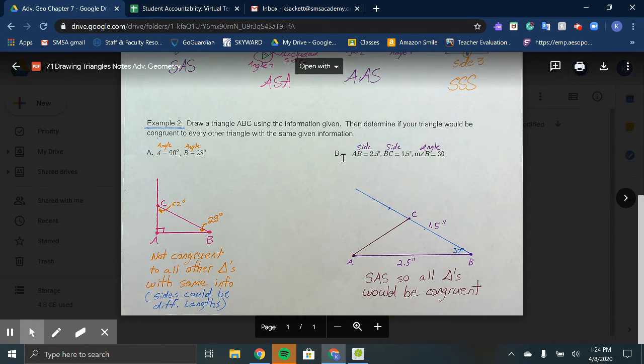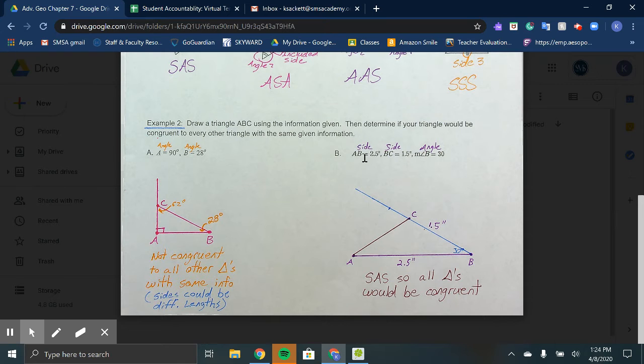If I'm looking at B, what they gave me was side AB, side BC, and then angle B.